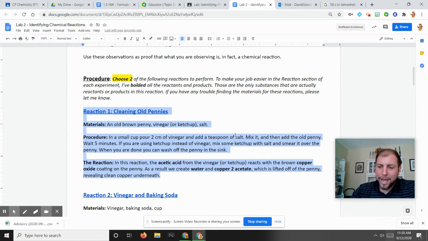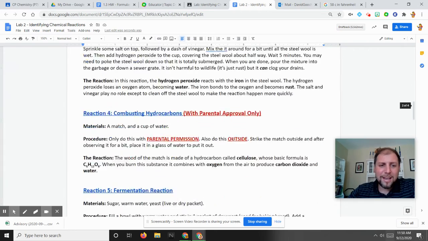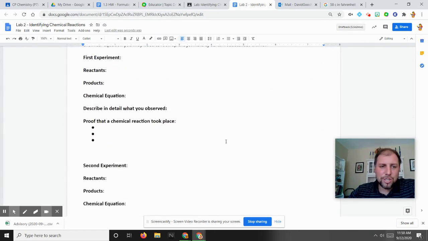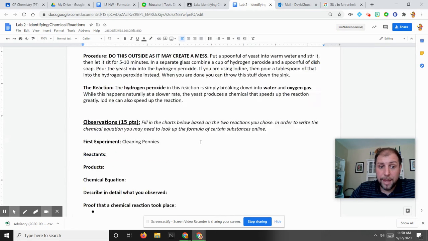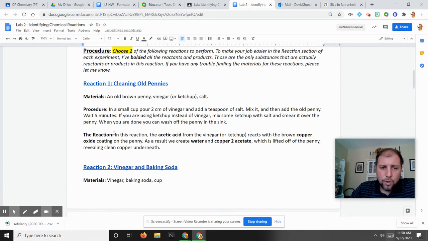So let's say I did this reaction. I combined all this stuff, a reaction occurs, and now I go to answer the question down here. So for the first experiment, I'm going to say cleaning pennies. Now, what were the reactants in this chemical reaction? Well, to figure that out, I'll go back up here and take a look. In this reaction, the acetic acid from the vinegar or ketchup reacts with the brown copper oxide coating of the penny. As a result, we create water and copper 2 acetate. All right, so the bolded terms are acetic acid, copper oxide, water, and copper 2 acetate.